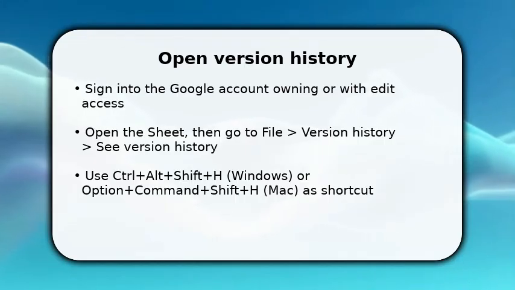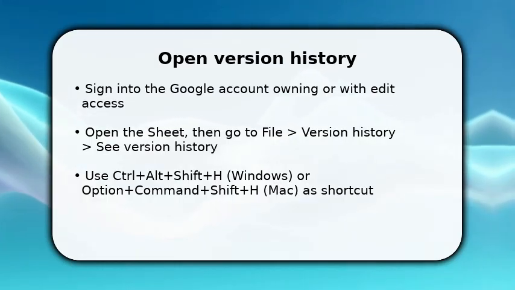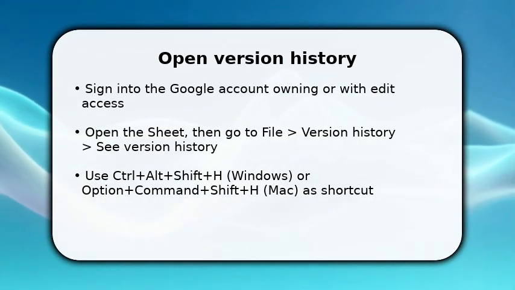You start by opening the sheet you need to inspect. Click File, then Version History, and choose See Version History. That immediately loads the timeline at right. Once done, scan the list of timestamps.